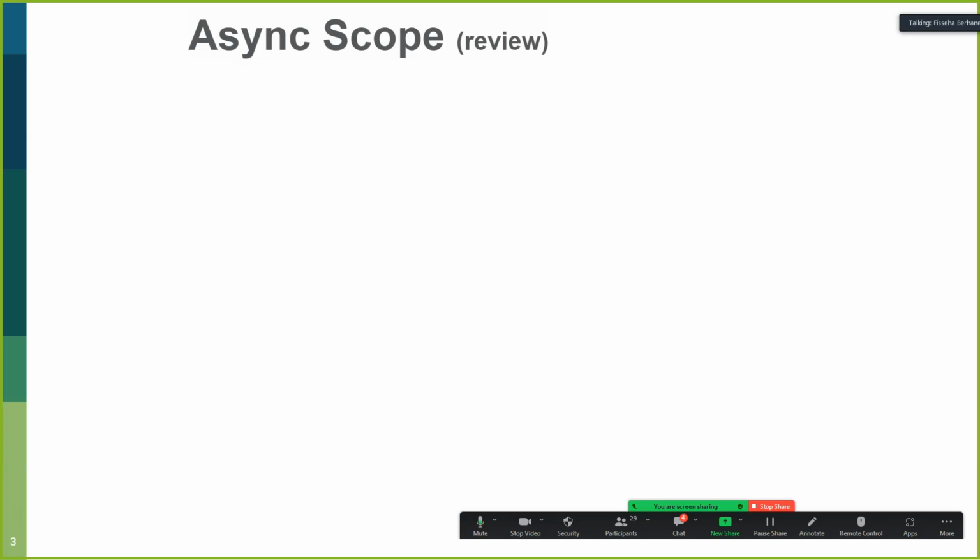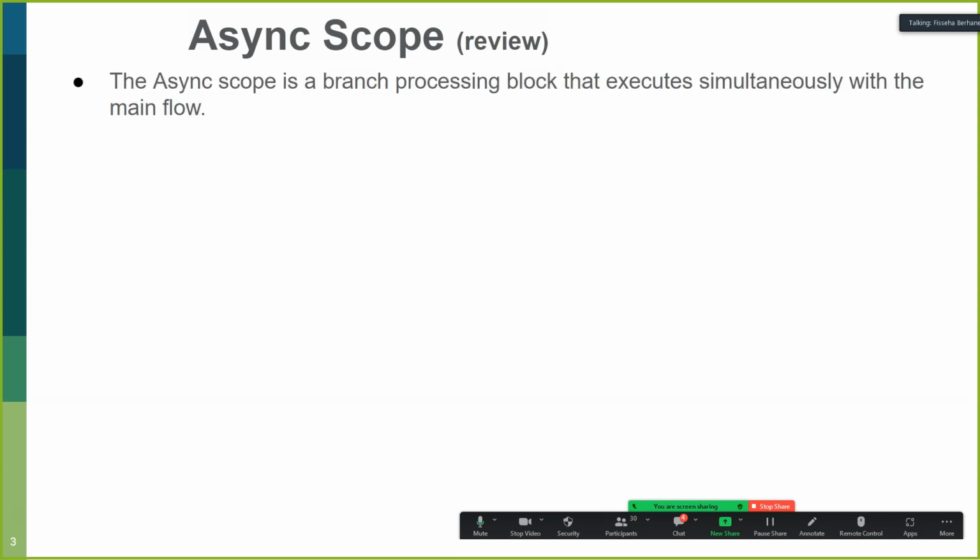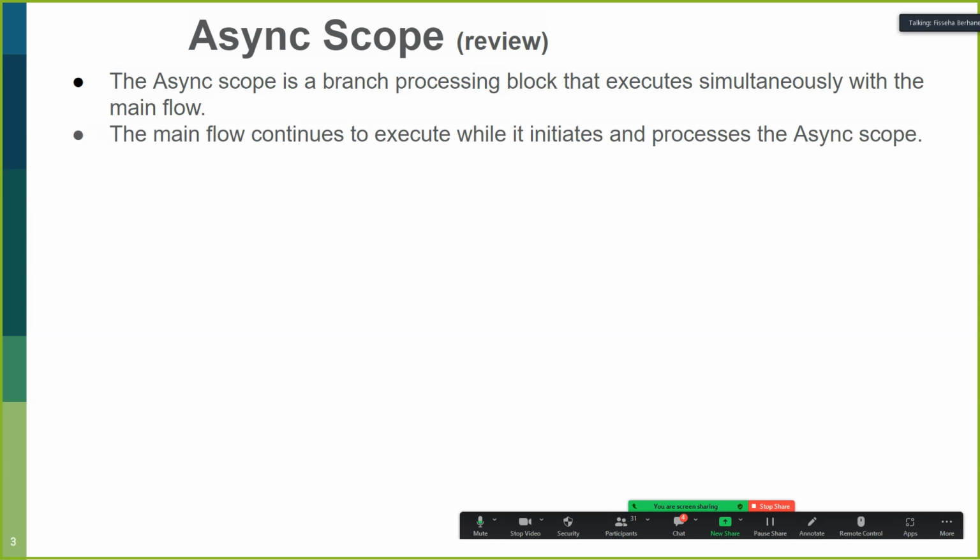Before we start batch job, let's quickly review async scope. We saw it in week 7. Batch job processes data in batches asynchronously, so it is important to understand the behavior of asynchronous processing. The async scope is a branch processing block that executes simultaneously. It processes simultaneously with the main flow, and the main flow doesn't wait for the async scope to complete.